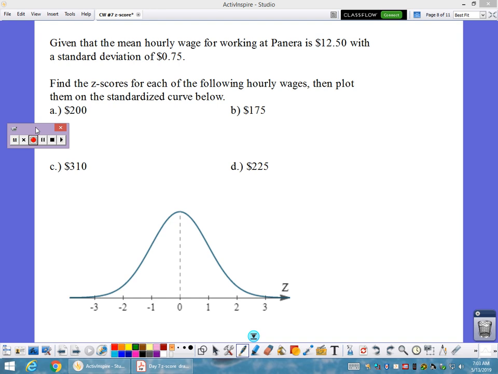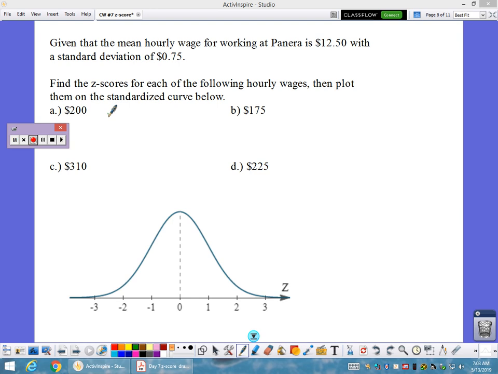Given that the mean hourly wage for workers at Panera is $12.50 with a standard deviation of 75 cents, find the z-score for each of the following hourly wages. Then plot them on the standardized curve below. So you don't have a curve below, so you're going to need to draw your own curve on your paper. Go ahead and find them, and then let's locate where they are going to go.